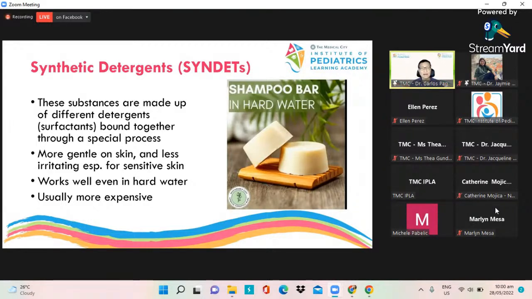Kapag po yung hard water pinaghalo sa regular soap, hindi po bumubulak, bali wala pong sabon kasi may chemical process, nagkikik sila yung sabon. Kaya these synthetic detergents, if they are the correct type, they work even with hard water. And of course, kasi napaka-special nila, it is usually more expensive.